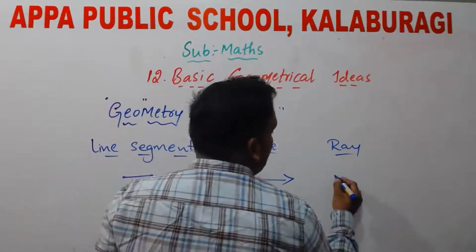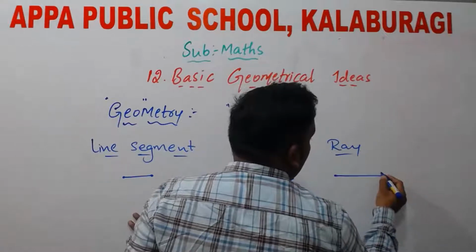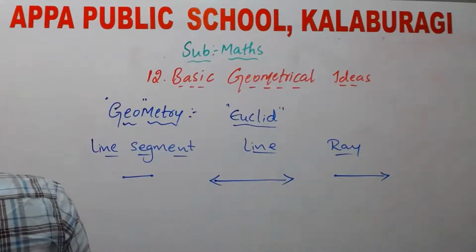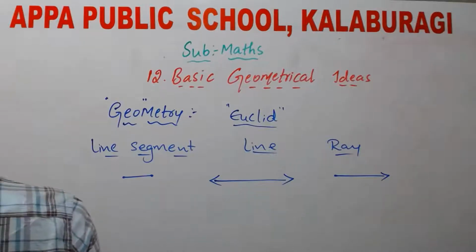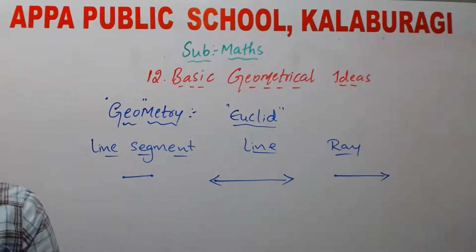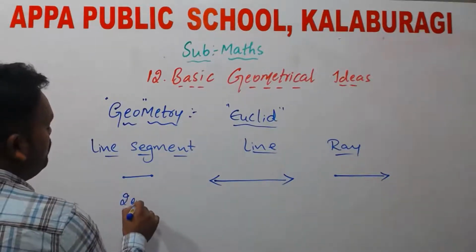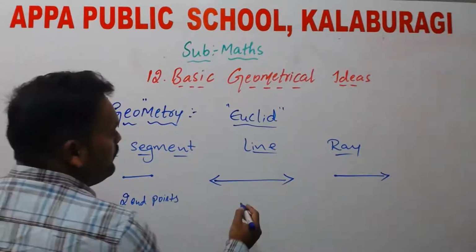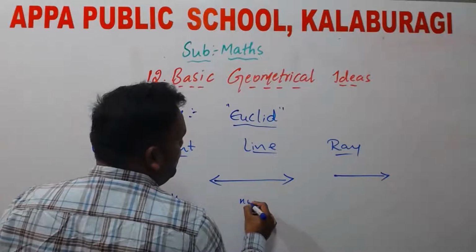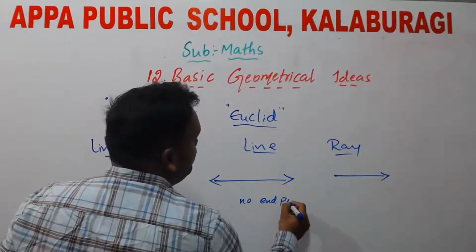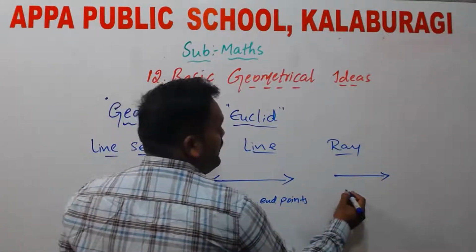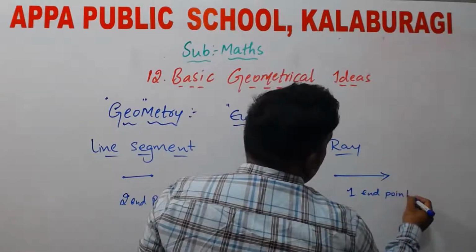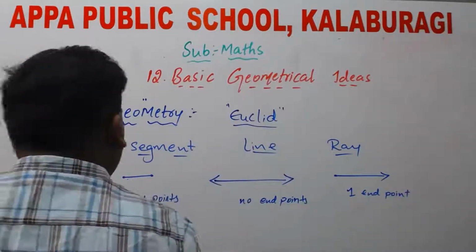A ray means only one fixed point and infinity to the right side. Next, a line segment has a definite length. It has two end points. A line has no end points, whereas a ray has one end point. This is the difference between the line segment, line, and the ray.